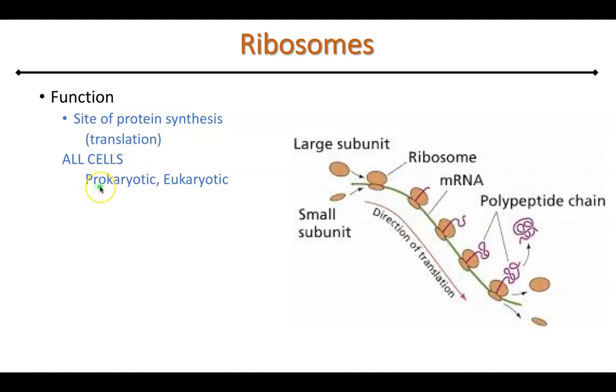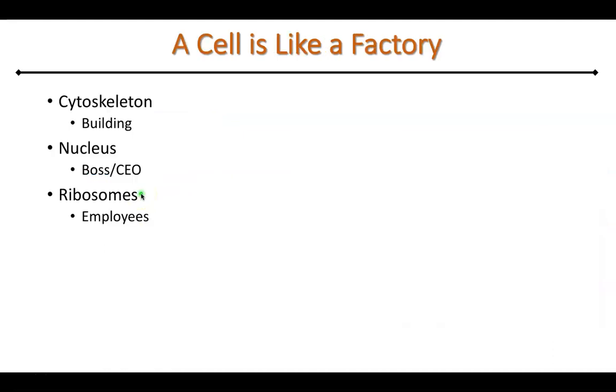So all cells, no matter what, prokaryotic, eukaryotic, bacterial, animals, plants, whatever, are going to have ribosomes. So this is something all cells have. Again, our ribosomes, think of them as the employees of the factory. They do all the work. They're the ones that get things done.